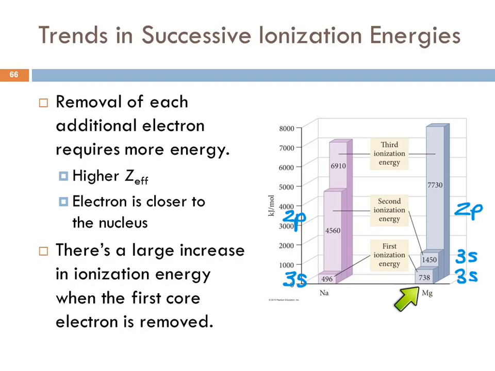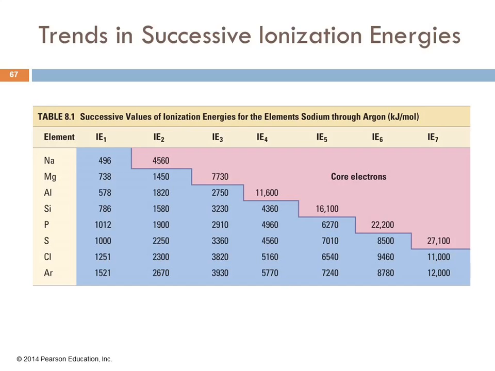Here, magnesium, because it has 2 valence electrons, we can take the first one off, the second one off, and then we see this huge jump when we go into the core electrons. Like, you can take my jacket, but don't take the jeans, right? Because that would be much worse than someone stealing your jacket, right? Those are trends in successive ionization energies.